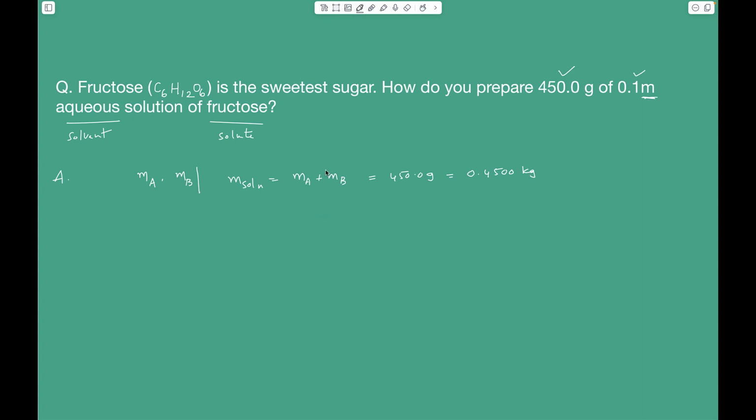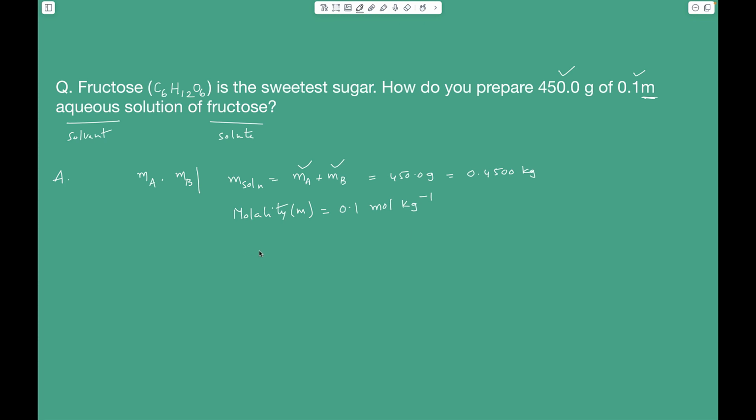And in the question we are neither given the mass of the solvent nor the mass of the solute. We have to figure them out both. And we are also given the molality, small m of the solution. It is 0.1 and the unit for molality is mole per kilogram.